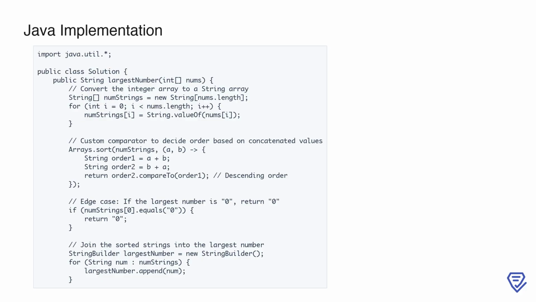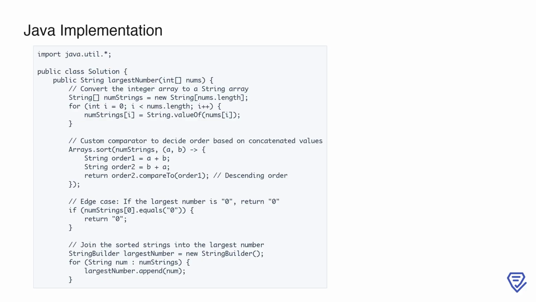This ensures the strings are sorted in descending order based on the concatenated results. After sorting, we handle a special edge case. If the largest element in the sorted array is 0, the entire result should simply be 0, since numbers like 0, 0 would otherwise produce an invalid result.